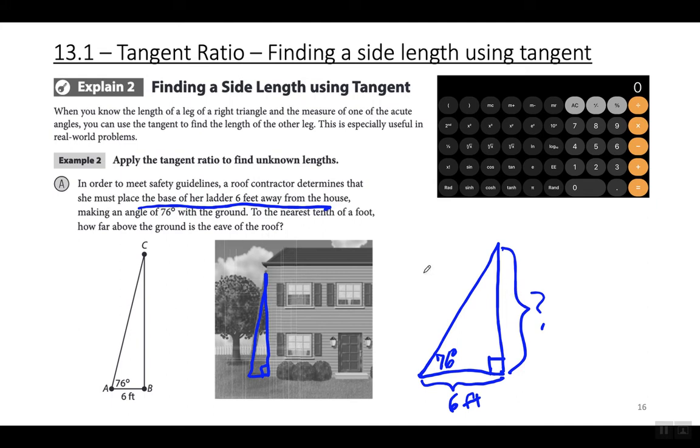If they wouldn't have given me a picture, I could have pictured the house. I don't have enough space to draw the entire house, but I could have pictured this is the house, and the ladder is this way, and this is the ground, and the house and the ground create a 90-degree angle, and this creates a 76-degree angle. I could have drawn the right triangle this way, and this side is 6 feet, and I would have been trying to find what is this side. Either way, it's the same problem. So as you can see, we're just trying to find the length of this side, which I'll go over how to find in one moment.